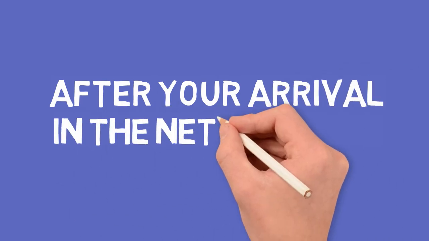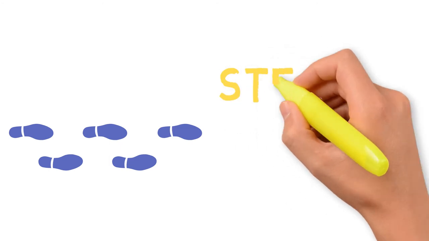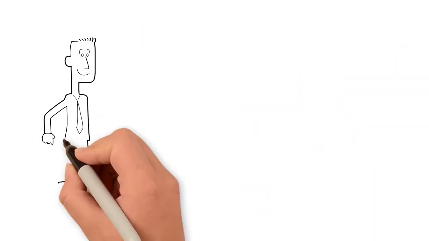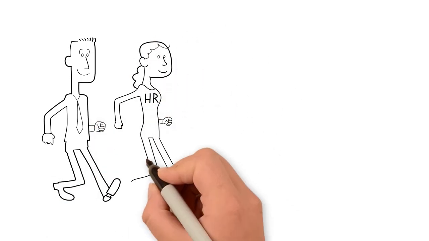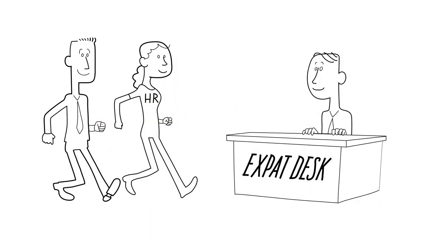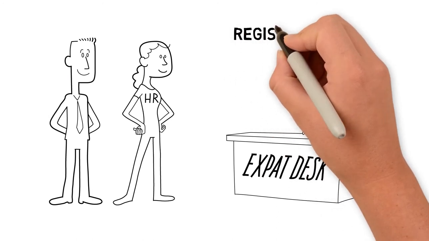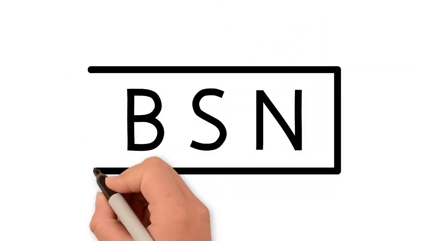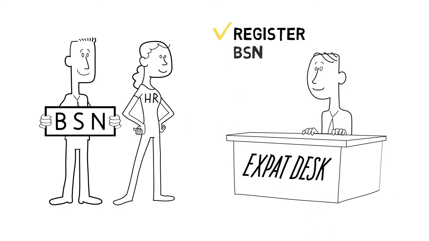After your arrival in the Netherlands. Step 4. Together with HR, you will visit the expat desk. This is for local registration and a certificate of good conduct. At the expat desk, you will register with the local municipality and you will receive a social security number, otherwise known as a BSN.